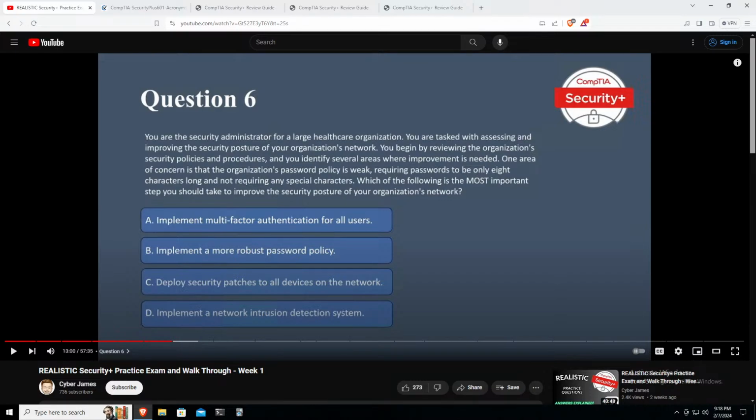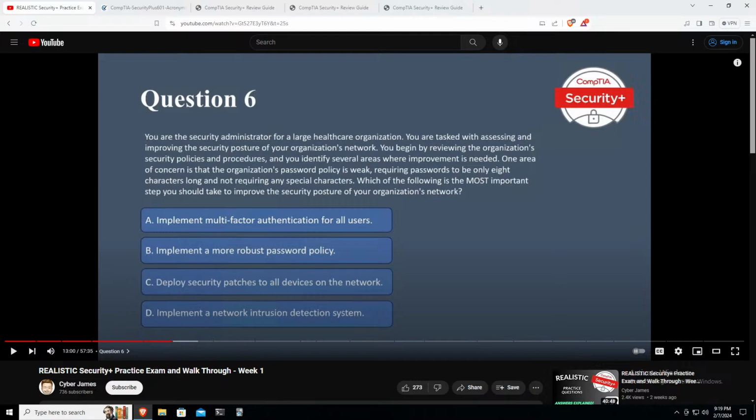and there are way too many ways to get the password through something like brute force or pass the hash, various ways that the password could be cracked. When cracking a password, we usually hint at a brute force or dictionary attack, or password spraying, to try to get the credentials. Which of the following is the most important step you should take to improve the security posture of your organization? Well, implement a more robust password policy.